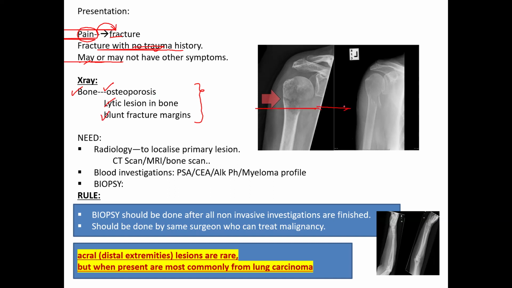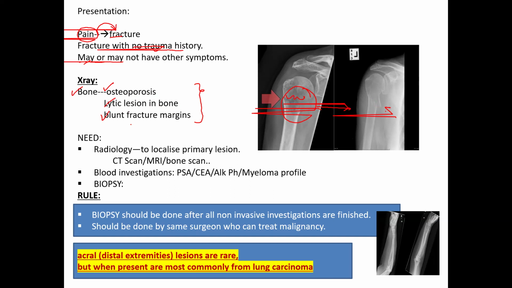So for comparison, I have got the two X-rays. This is the pathological fracture. This is normal bone. Here you can see the sharp end and the bone consistency is the same. Whereas here, you can see there is a lytic lesion and the bone ends are not smooth. They are blunt. So osteoporosis, lytic lesion inside the bone, and presence of blunt fracture margins or fracture ends incline you toward the diagnosis of pathological fracture.